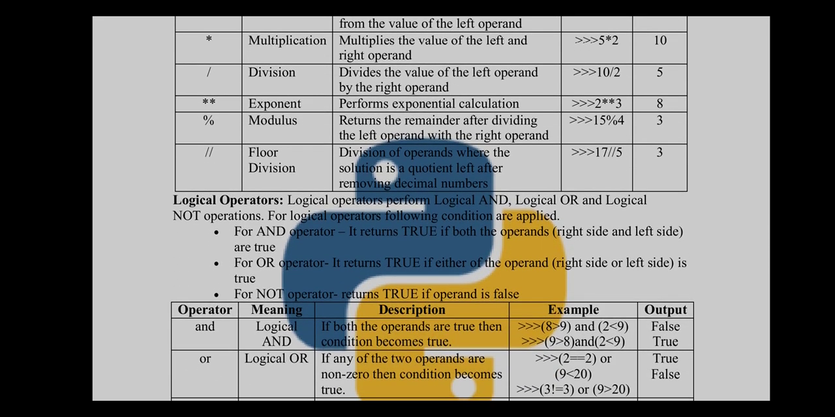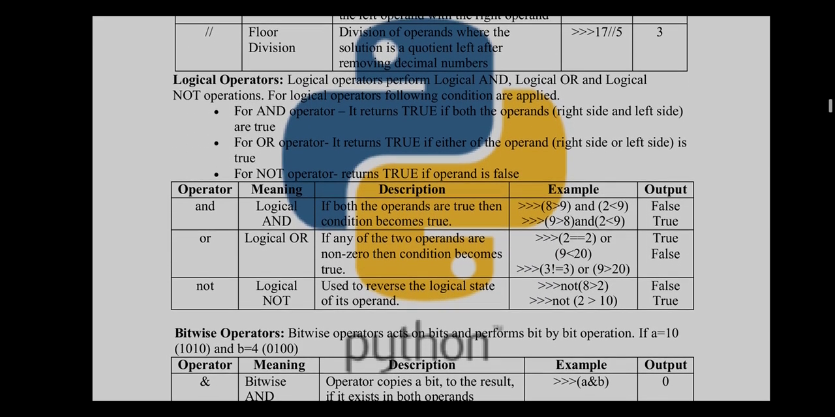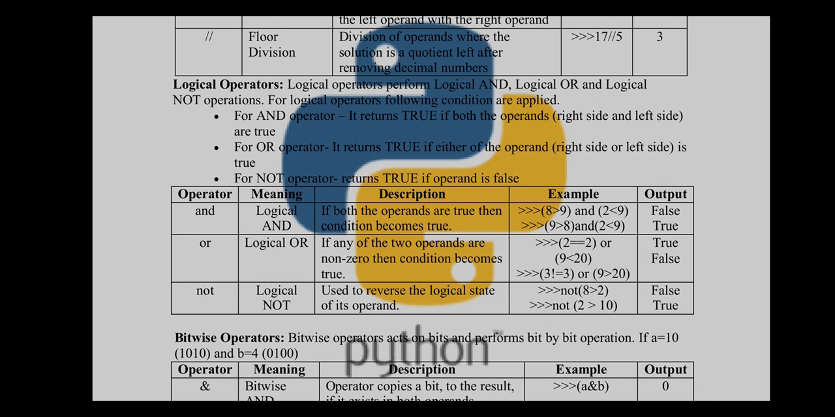Next are logical operators. We use logical operators when there is more than one condition in a conditional statement. At that time logical operators are used. Basically, logical operators perform the logical and, logical or, and logical not operations.